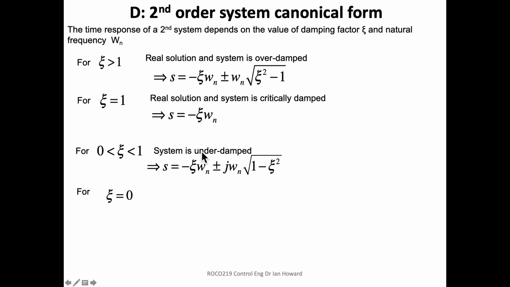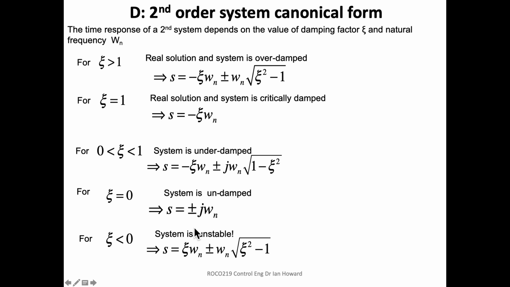Now, if zeta was actually 0, the system has got no damping at all, and then we've got a solution which is purely imaginary. And purely imaginary means it's going to effectively be an oscillatory system with constant amplitude. We'll come to that in a second. However, if zeta is less than 0, if you look at the first term, we see that actually goes to a positive value here now. And as a consequence of that, what we're going to have is an unstable system.